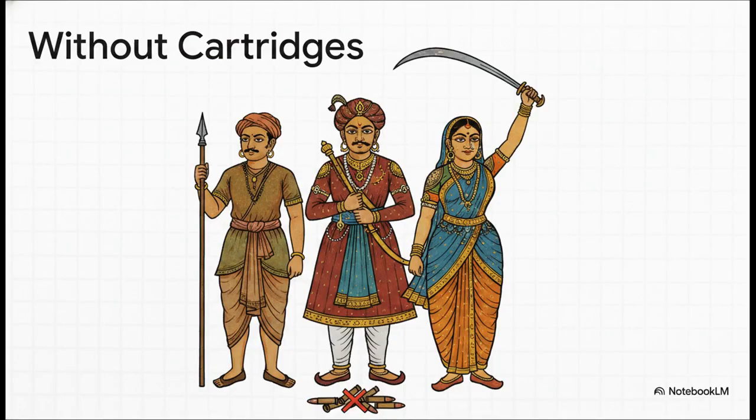The source material argues a firm no. It claims those cartridges were merely a chance spark, an accidental trigger. Because if it was only about the cartridges, the rebellion would have stopped the exact moment the British withdrew them. Instead, ordinary peaceful citizens, powerful monarchs, and displaced landowners all took up arms. And as Savarkar brilliantly points out, none of these folks were out there biting any cartridges.